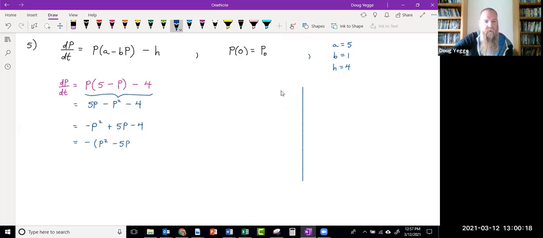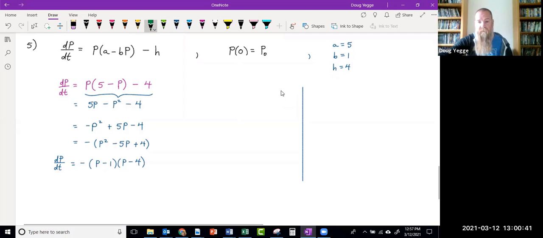We get p squared minus 5p plus 4. And now we get negative p minus 1 times p minus 4. Okay, so notice that when we solve dp/dt equal to this, that would mean when the population is equal to 1 or the population is equal to 4, those are going to be critical numbers. So let's put 1 and 4. Okay. And that's how we set it equal to 0, and that's how we found our critical numbers.